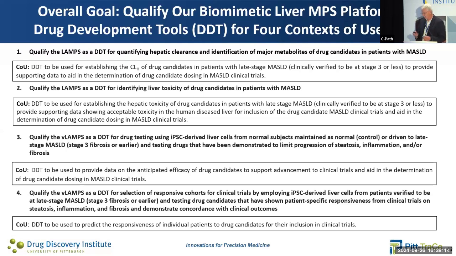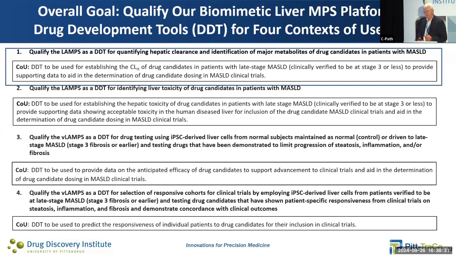And the fourth one down there is using the LAMPS to predict the responsiveness of individual patients to drug candidates for their inclusion in clinical trials. So there'll be the clinical trial cohort selection. We're working on all four of these at the same time, but we're qualifying them one at a time, and we're starting with the clearance context of use.